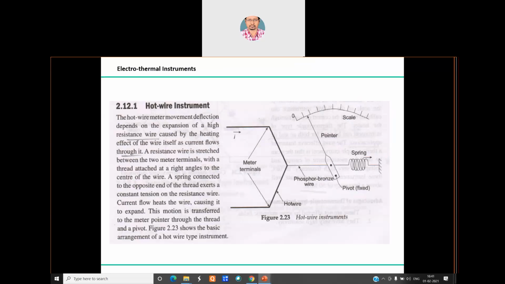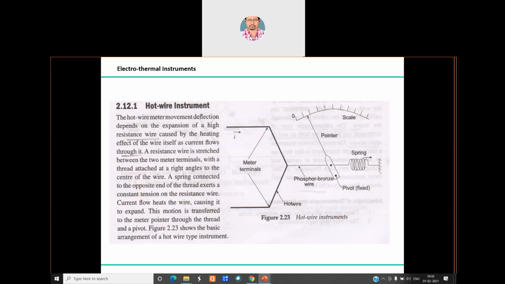So for example, in this figure you can see the current flowing through the metal piece, shown in the dark line, and the thicker conducting piece is connected through another metal piece, which is made of phosphorus bronze wire. So remember, the hot wire is different, and the phosphorus bronze wire which is used to connect the spring and the pointer is a different material. Okay? So across the meter terminal, what happened?